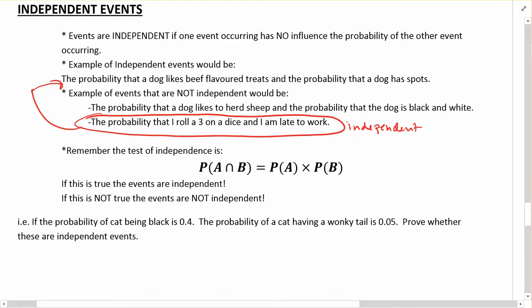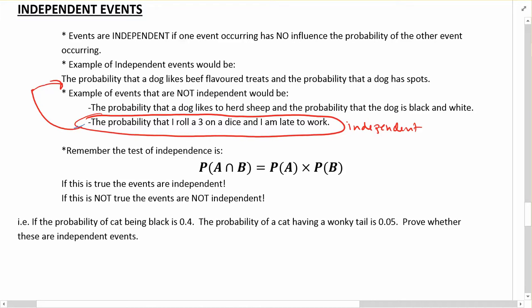So looking at independent events, had a little typo on this version of the worksheet, but hopefully it's fixed on yours. Events are independent if they do not have any influence on each other. So an example of an independent event could be the probability that the dog likes beef-flavored treats and the probability that the dog has spots. Typically the color of the dog and what it likes to eat have nothing to do with each other.